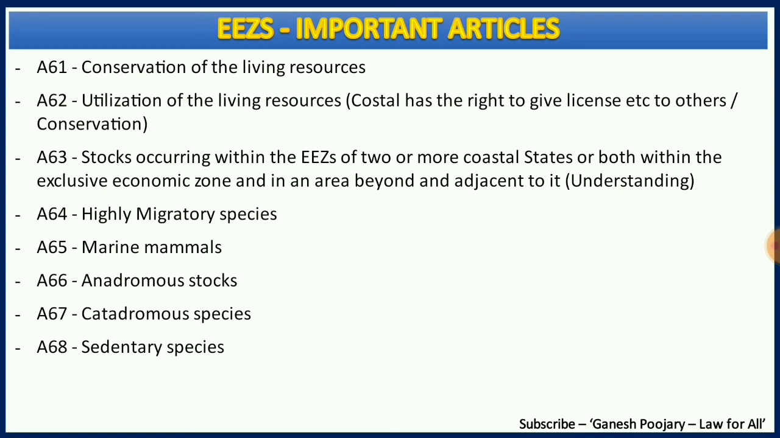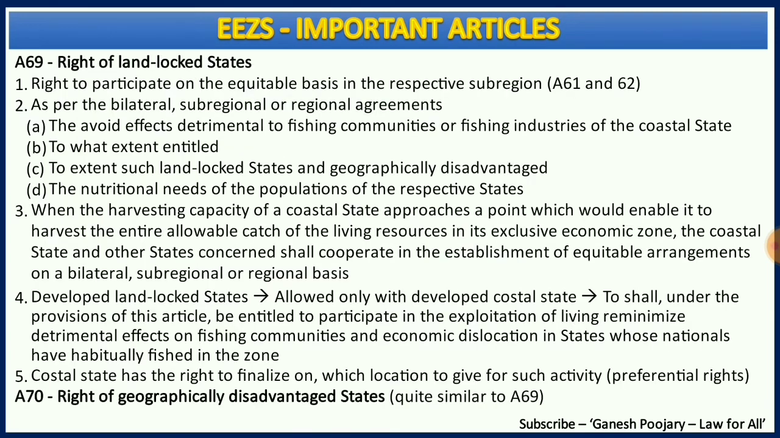Now let's move to the very important article, that is Article 69. Article 69 discusses the right of landlocked states. Now states like India, we have water on three sides, like we have the Arabian Sea, Indian Ocean and Bay of Bengal. But there are many states which have only land, land and land. They don't have any sea next to their border. In that case, they cannot do any kind of fisheries activities.